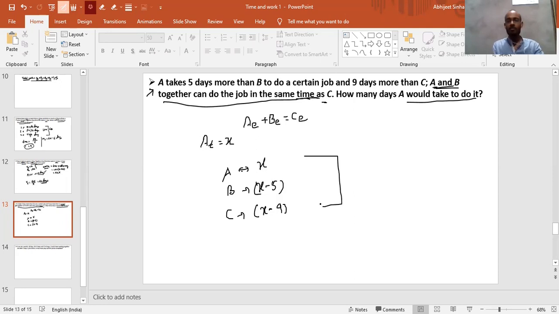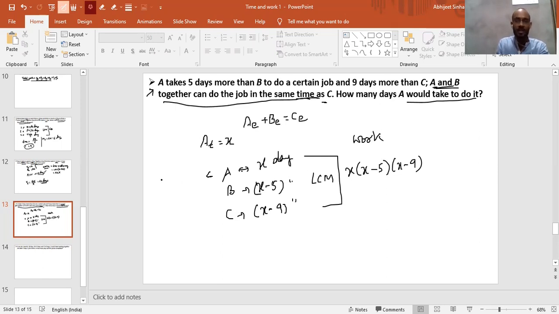We'll apply the same thing, and after applying it, you will get something here, right? I will tell you what the other process is. Because this is a variable number, we will have to multiply here and this will become the LCM, right? Now, as we know that A took X days, if we divide the work by the number of days, we will get the efficiency. So A's efficiency is nothing but X minus 5 into X minus 9.